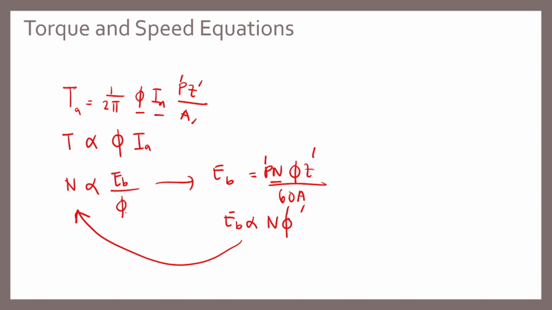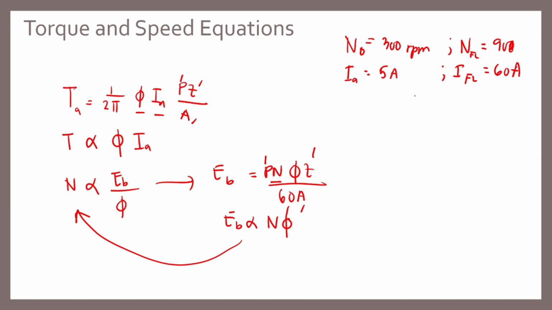So how do we use this in problems? Let's say N sub O, the speed at no load, is 300 RPM, and N sub FL, the full load, is 900. At no load the armature current IA is 5 amperes, but at full load we have 60 amperes. At E sub BO, the back EMF at no load, is let's say 100 volts. The problem: find the back EMF at full load.